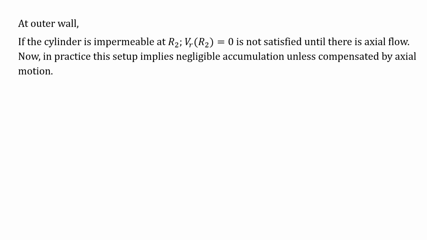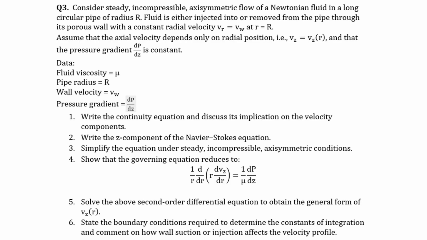Now let's move to the third question. The third question states that consider an incompressible flow of Newtonian fluid in a long circular pipe of radius R. The fluid is either injected or removed from the pipe through its porous wall with constant radial velocity Vr equal to Vw at r equals R. Assume that axial flow depends only on the radial position, that is Vz is a function of r only, and that the pressure gradient dp by dz is constant.